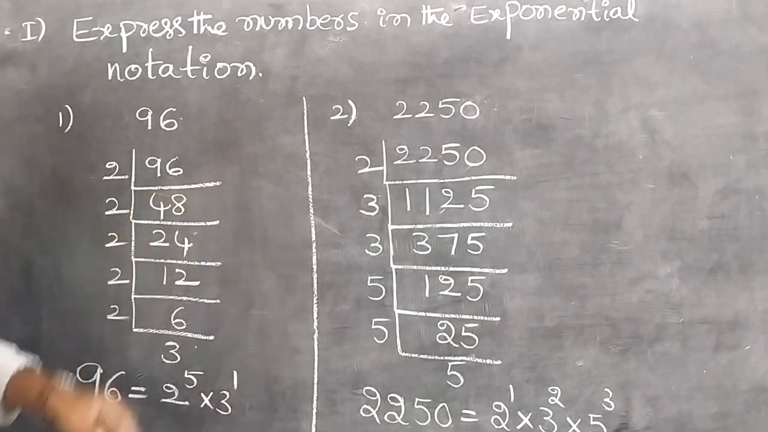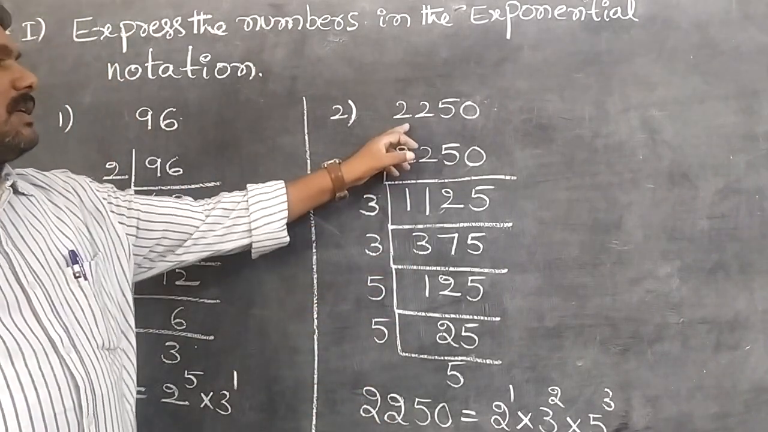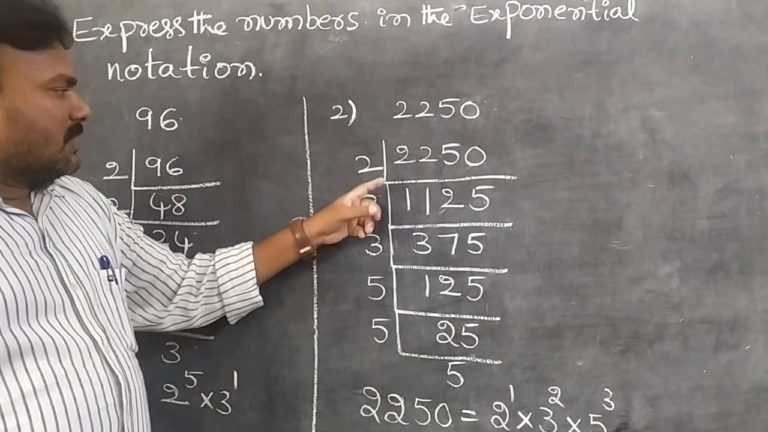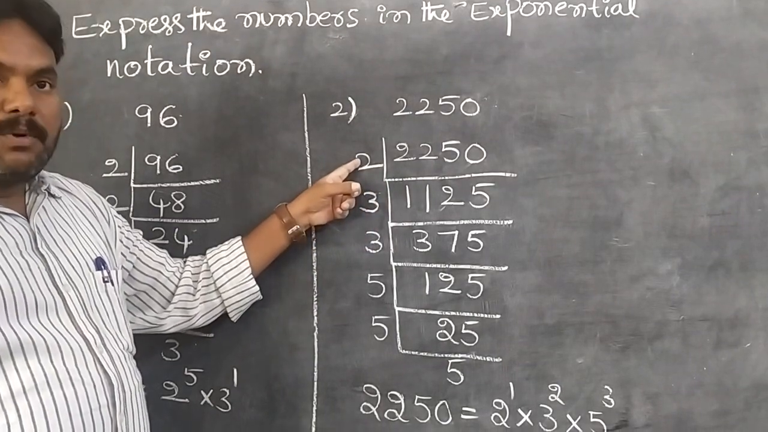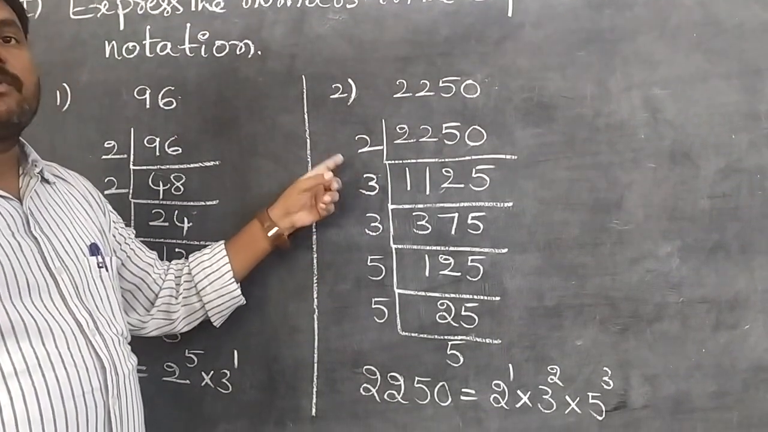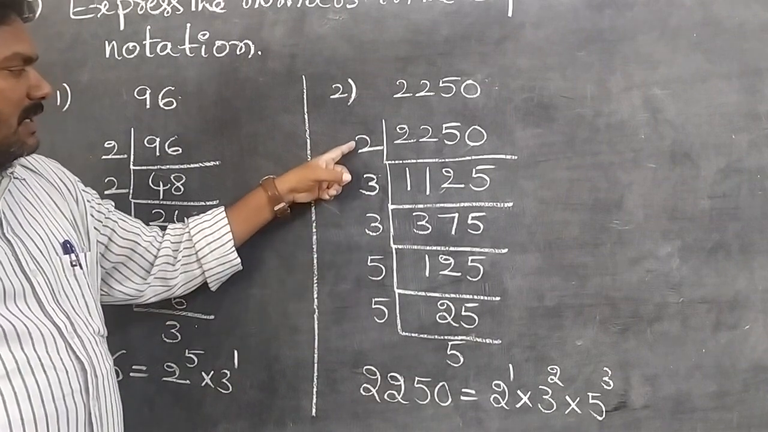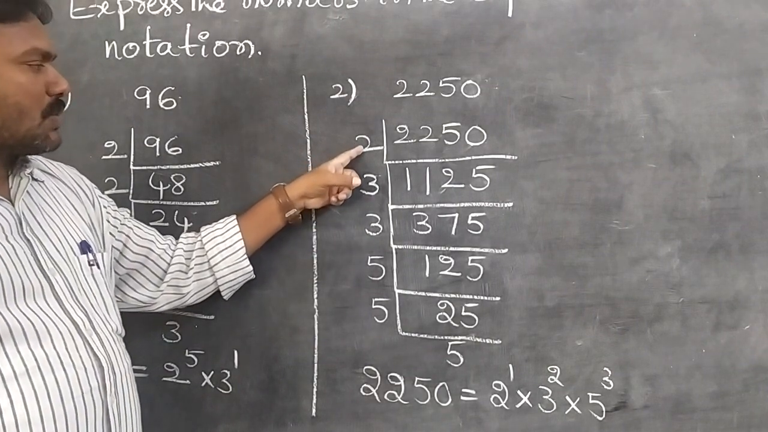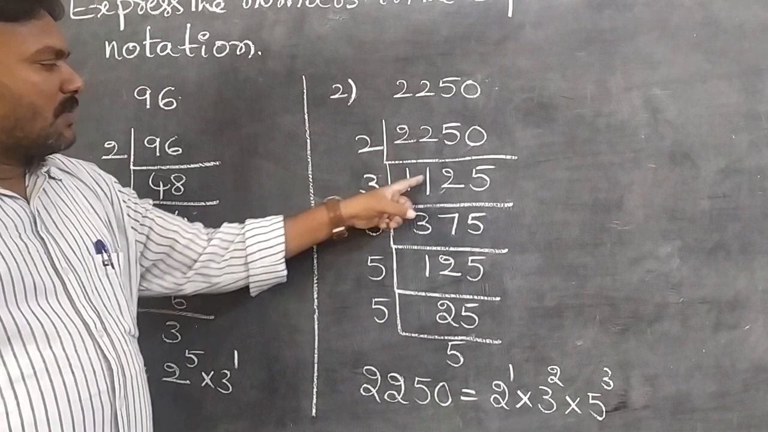The same applies to the second problem, 2250. First let me take 2. If not possible, go for 3. If not possible, go for 5. So first, let me take the least prime number, 2.